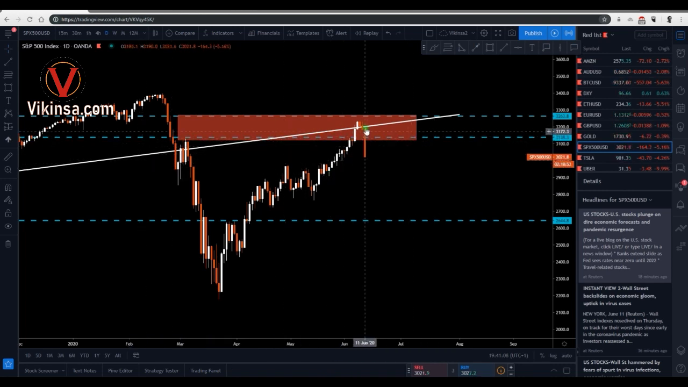Right, so we were actually expecting the market to react there, and that's why we were looking for an entry right in that place, right?